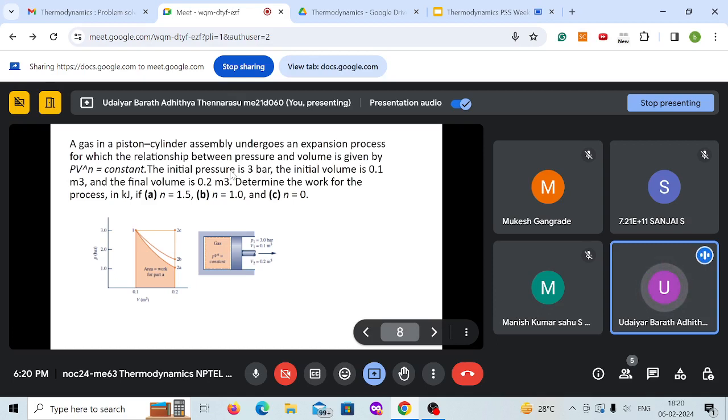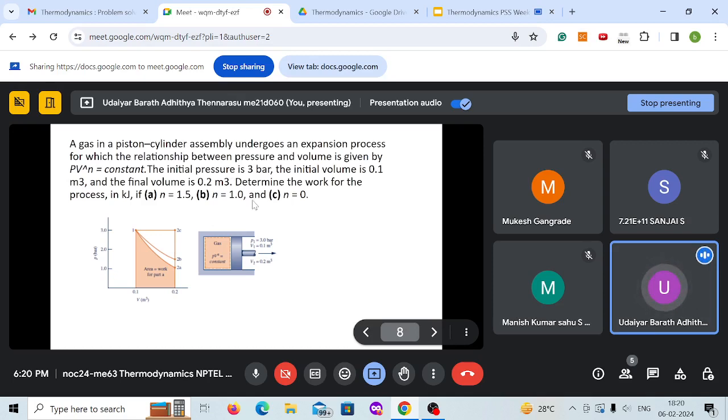So PV^1.5, you call it a polytropic process, and PV^n with n equal to 1 becomes an isothermal process. When n is 0, V raised to power 0 is 1, so P is constant. So in the third case, your pressure is constant. Basically I have been asked to find the work for 3 processes: first polytropic, second isothermal, and third constant pressure. These are the 3 n values, and we'll see how to solve this.